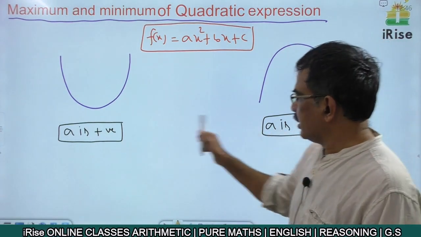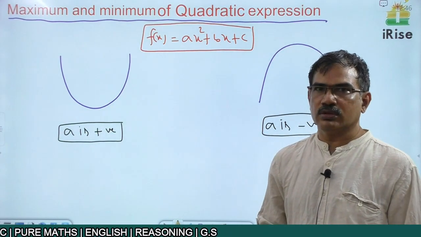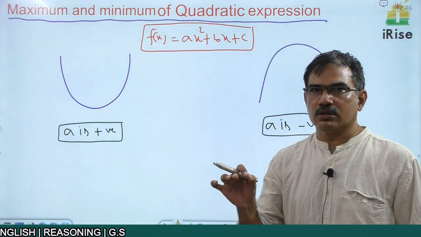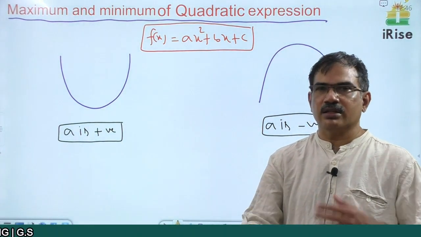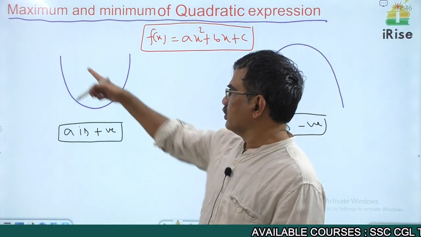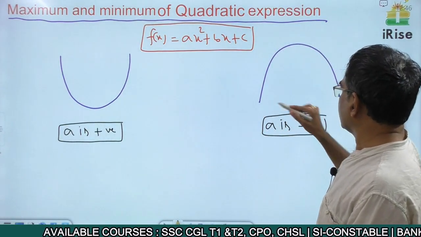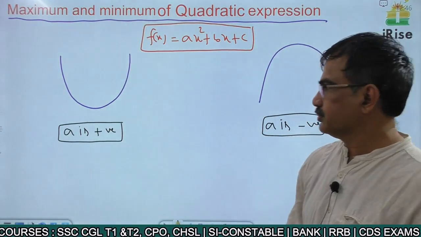I'll explain everything later. First you have to know the basic concept, then the explanation later. If a is positive, we get a downward parabola, and if a is negative, we get an upward parabola.